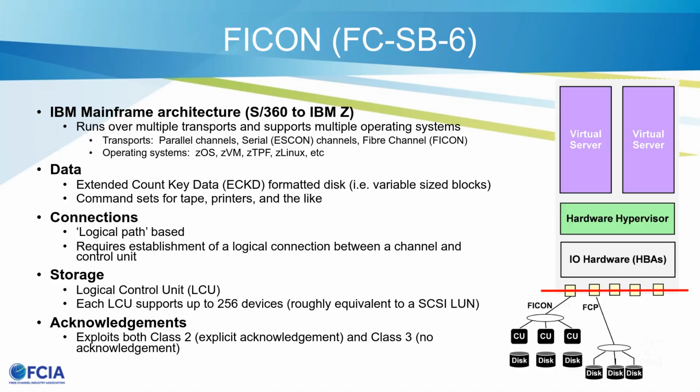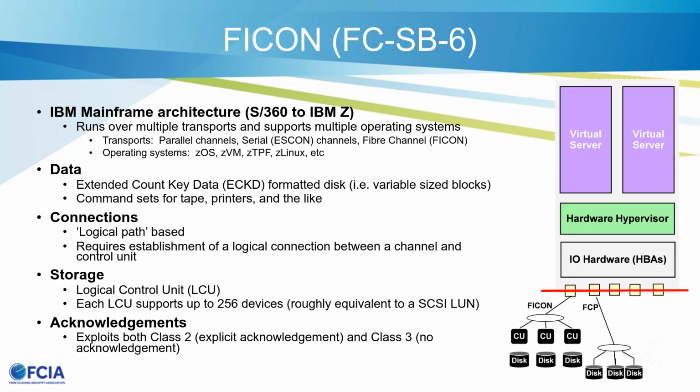On the storage side, there's a logical control unit that manages the storage, and each of the logical control units can support up to 256 devices. So these are roughly equivalent to what SCSI LUNs would look like. And then finally, FICON has the ability to provide explicit acknowledgments. So it leverages Fibre Channel's Class 2 explicit acknowledgement mechanism or passive acknowledgments. So Class 3, think of that as just a simple data frame or datagram, if you will.